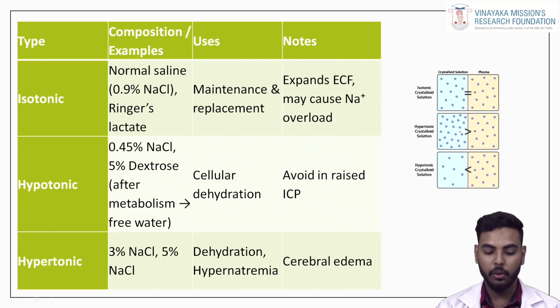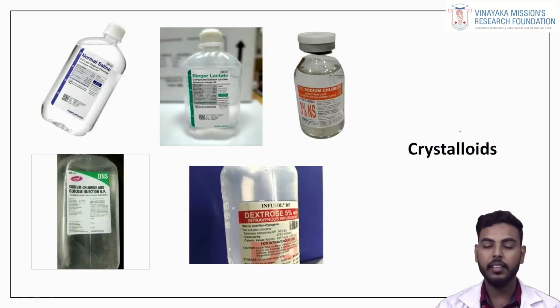Next is hypertonic. In hypertonic we have 3% sodium chloride and 5% sodium chloride. It is used in the treatment of dehydration and hypernatremia. A note point here is that it may cause cerebral edema. So this is the overall view of the tonicity of the crystalloid solutions. These are the different crystalloid solutions.